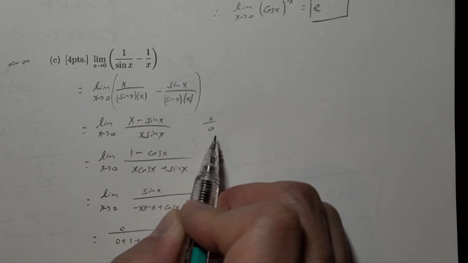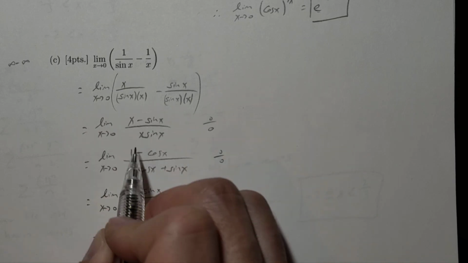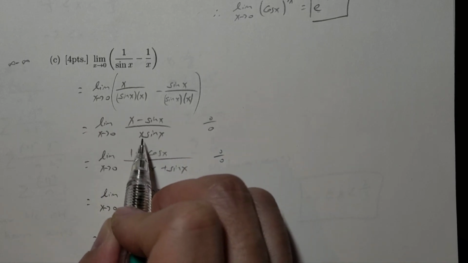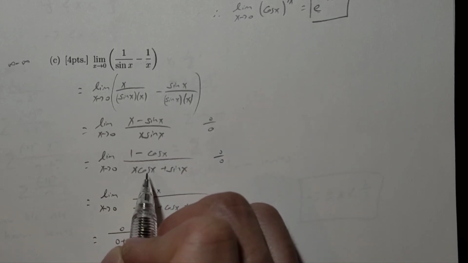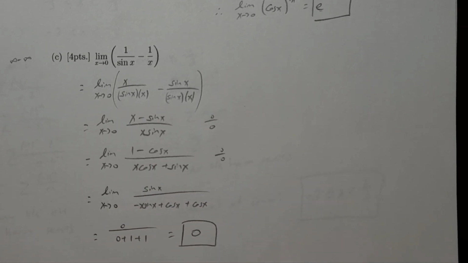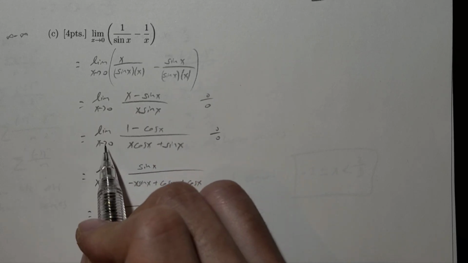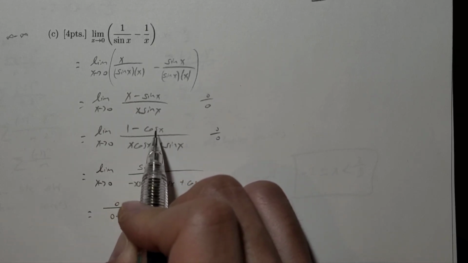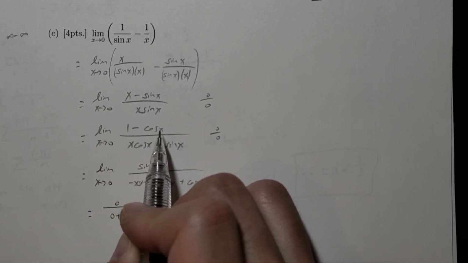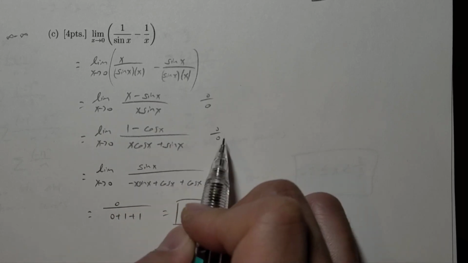Now it's 0 over 0. So now we can use L'Hopital's rule. Derivative of x is 1, derivative of sine is cosine. Derivative of this, we need product rule: first, d second, plus second, d first. So that's that over there. I'm not going to go through it. It's still 0 over 0 though if I plug in x is 0, because 1 minus cosine 0 is 1 minus 1, which is 0. The bottom we get 0 plus 0, so still 0 over 0.